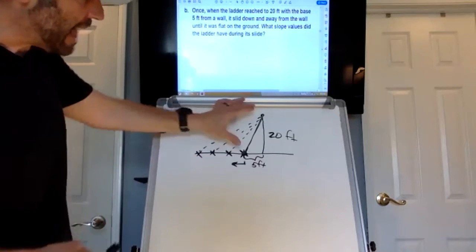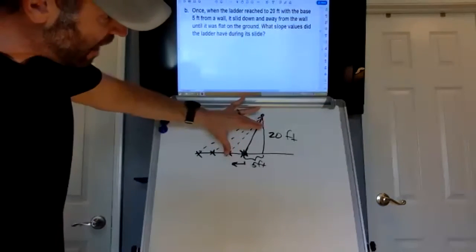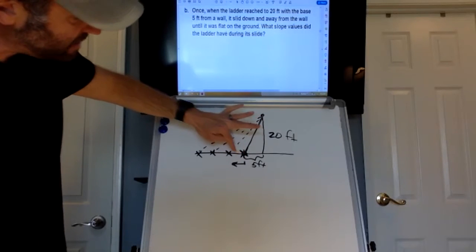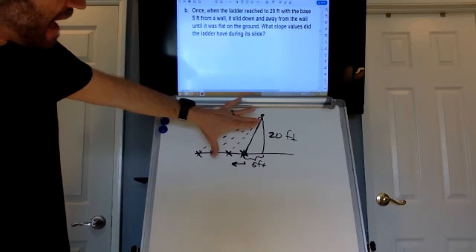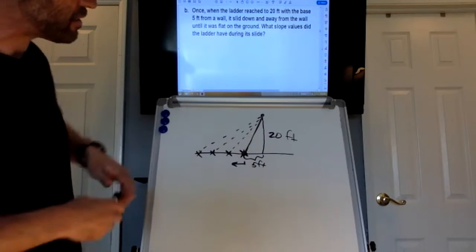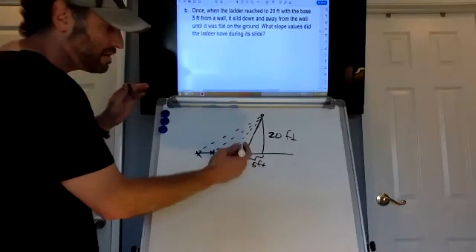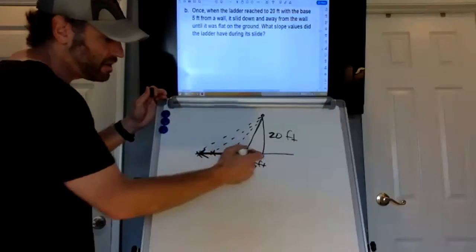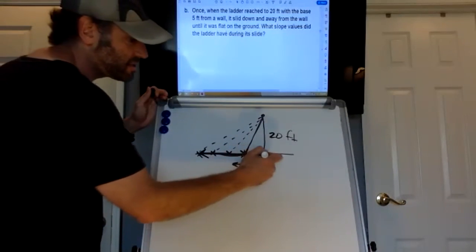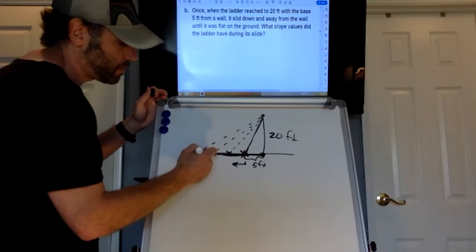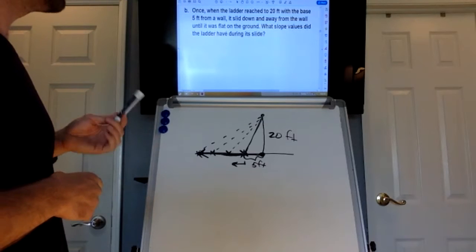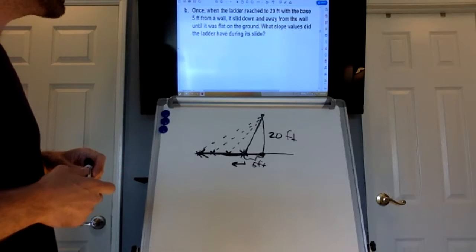All right, so now the ladder is going to slide down the wall. That means the base has to slide out until the ladder lands flat on the ground. So this point is going to slide out in this direction until the ladder is down on the ground. Okay? What slope values did the ladder have during its slide?